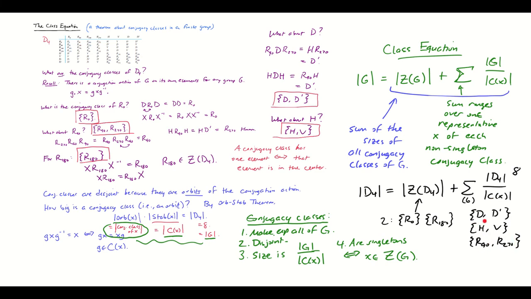Over here, H and V, again, I can identify 4 things that centralize these elements: R0, which is the identity, R180, which commutes with everything, and H and V. H and V commute with each other. Same here, R0, R180, D and D prime. That would be the centralizer of this set. So anyway, the moral of the story is we can represent the size of a group as this weird sum, which actually has a very deep meaning. It's the sum of the sizes of all of the conjugacy classes. Why would we want to do this? Well, you'll find out in the next video.